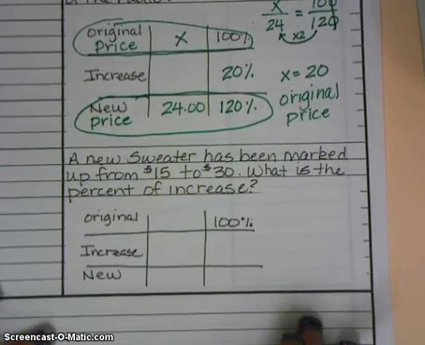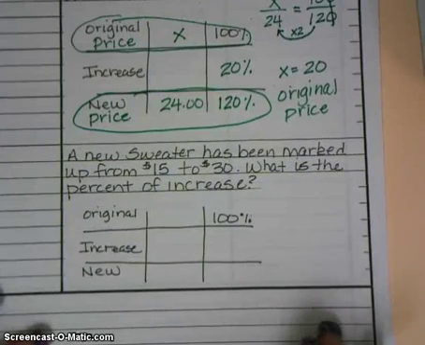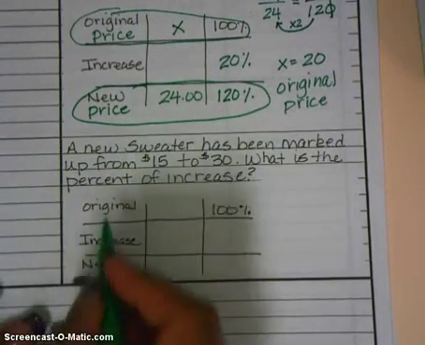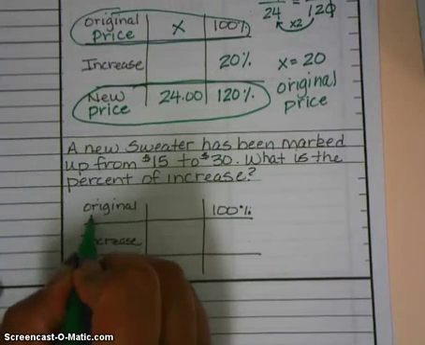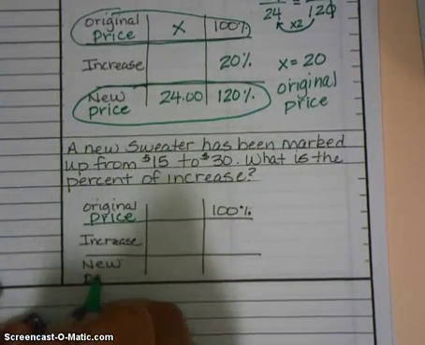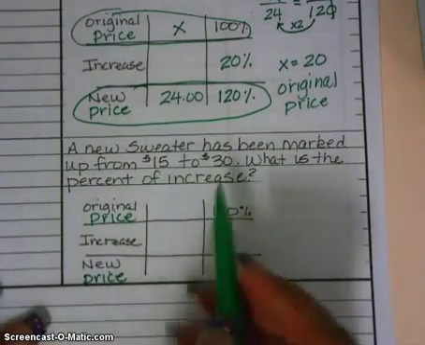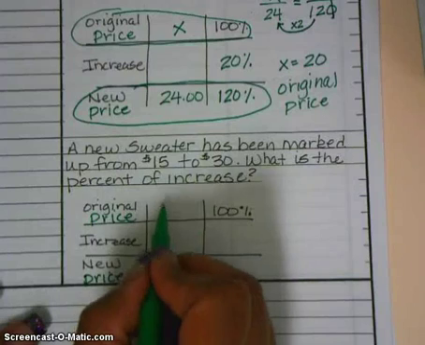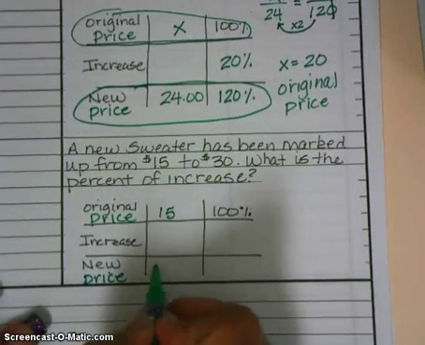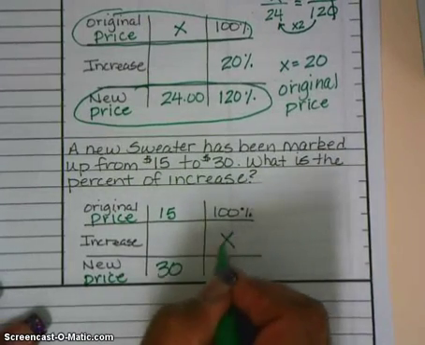It says a new sweater has been marked up from $15 to $30. What is the percent of increase? Okay, so I have an original price, I have an increase, and I have a new price. I have a sweater that's been marked up from $15, so $15 is the original price, to $30. $30 is the new price. What is the percent of increase?